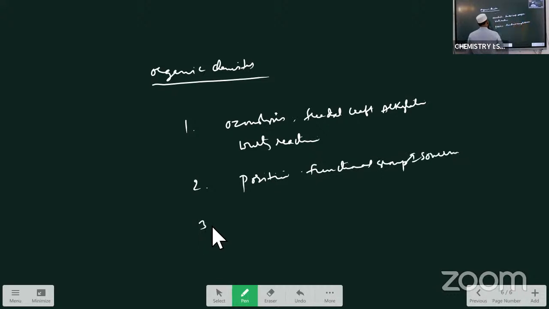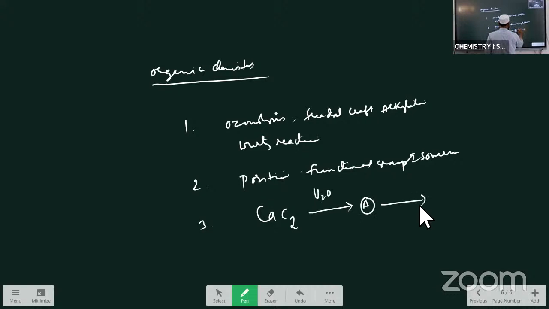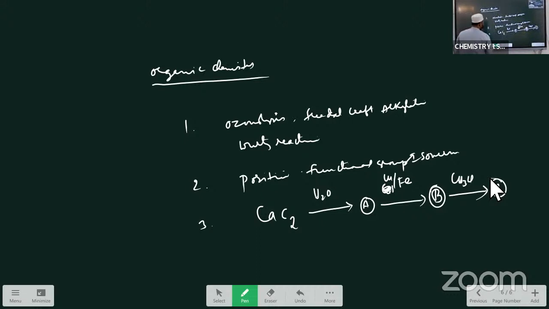And the third important one is: write the following conversion. CaC2 upon hydrolysis gives A. When A is passed through hot copper or iron tubes, we get B. Then when it is treated with CH3Cl in the presence of AlCl3, we get C. What are A, B and C? Complete these reactions. These three are very important SAQs.